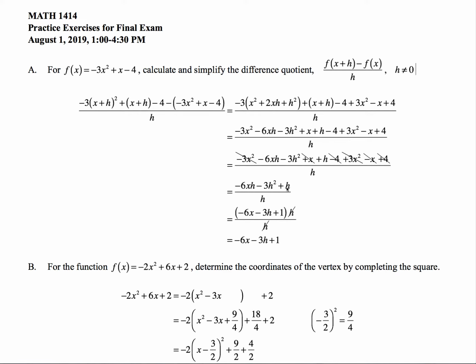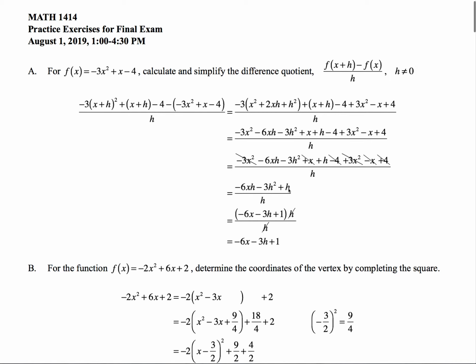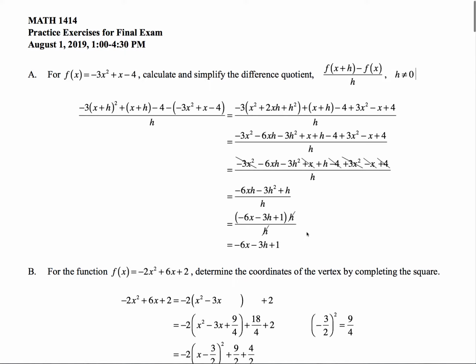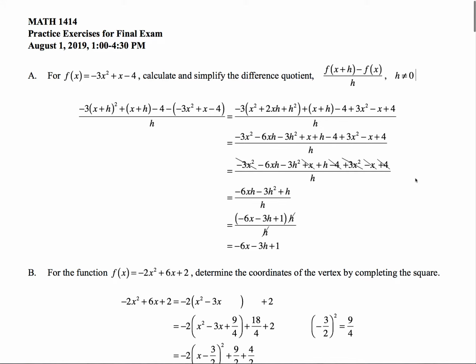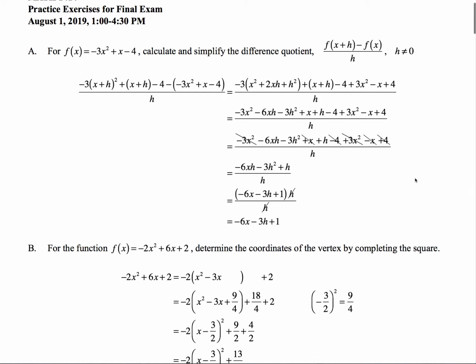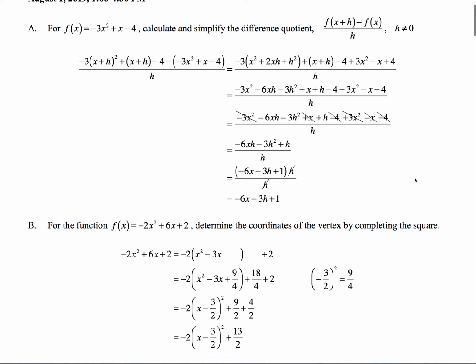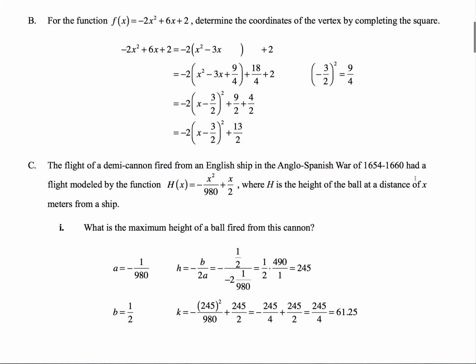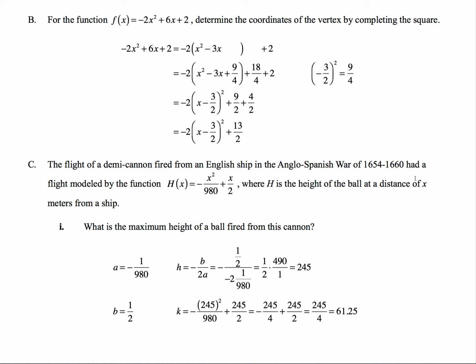So there we have that in the numerator, and we can factor an h out of all three of the numerator's terms, and that will cancel then with the h in the denominator, leaving us with negative 6x minus 3h plus 1. When you get to calculus, you'll really see the meaning and the implications of the difference quotient.